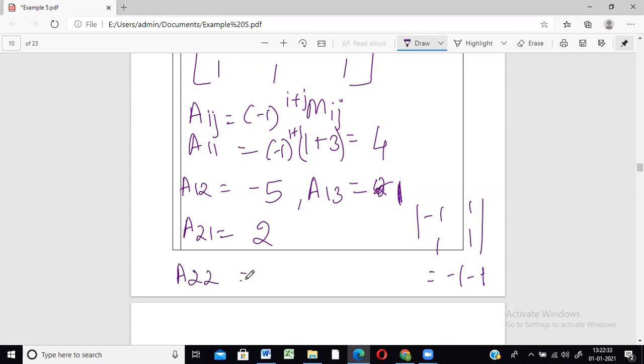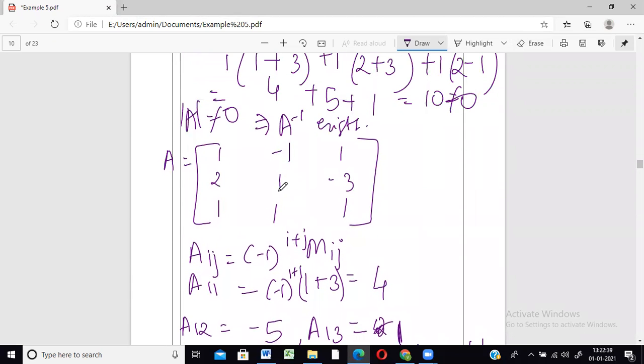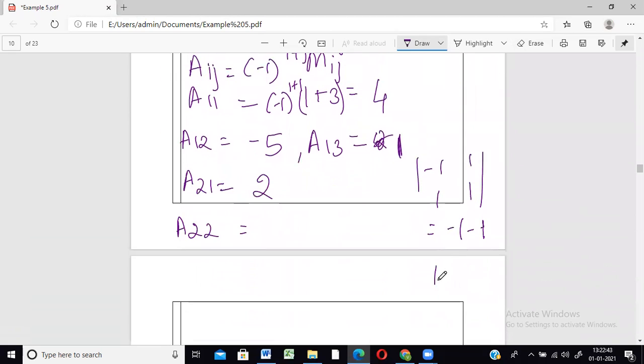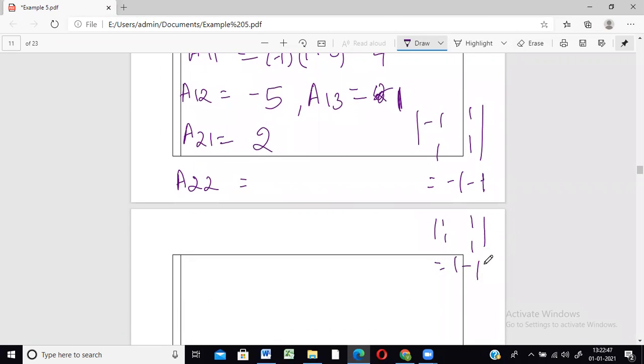A22, will the sign change? No, the A22 sign will not change because 2 plus 2 is 4 and 4 is even. For A22, this is the element. This row and this column get cancelled. 1, 1, 1, 1. What is the value of 1, 1, 1, 1? 1 ones are 1 minus 1. So that's equal to 0 only. So we'll keep it 0.